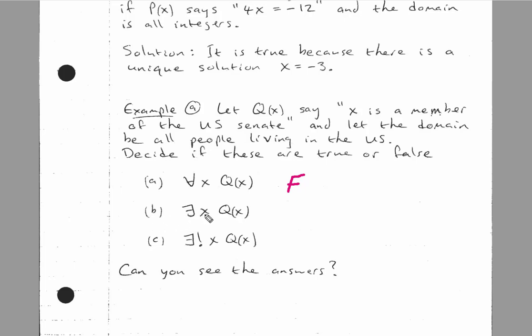Part B, there exists an x so that q of x. So does there exist a person living in the US that's a member of the US Senate? Yeah. There are 100 senators, so any of those would be an example of somebody existing who's a member of the US Senate. So this one's true.